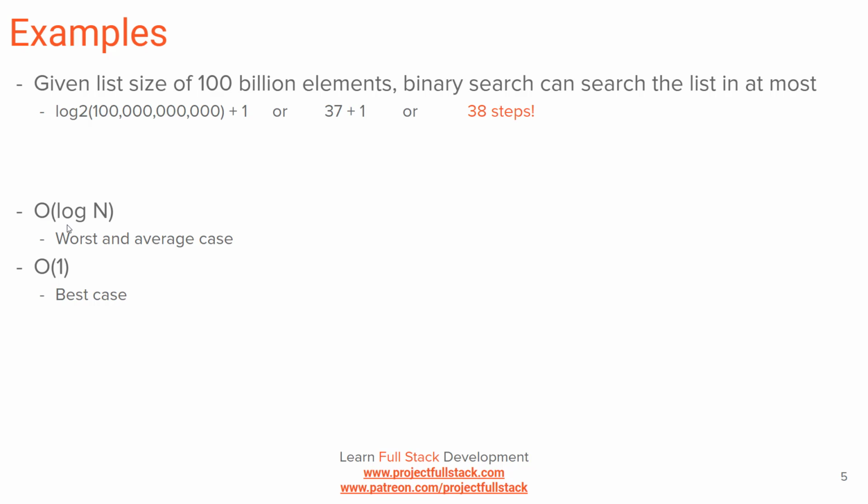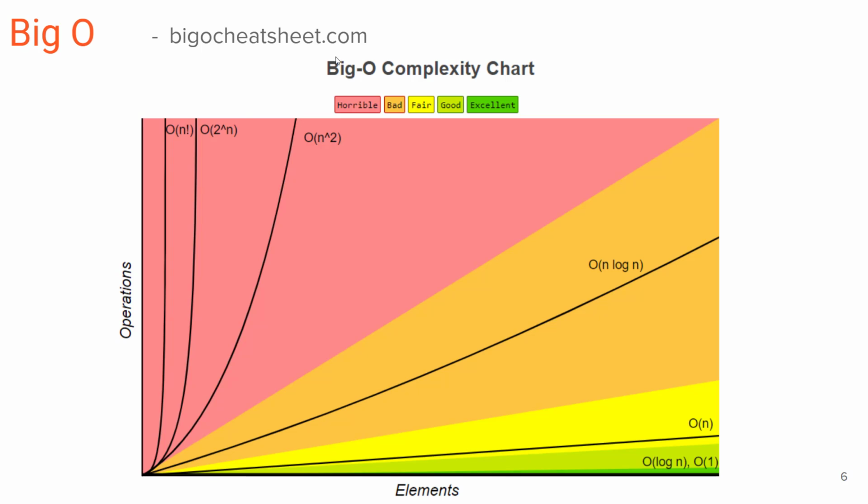All this is saying is that your worst and average case, this 38 step thing we talked about up here, is log base 2 of n. Basically what we have here, log base 2 of n plus 1. Our best case, being that we find it on our very first comparison, is 1. Very fast algorithm.